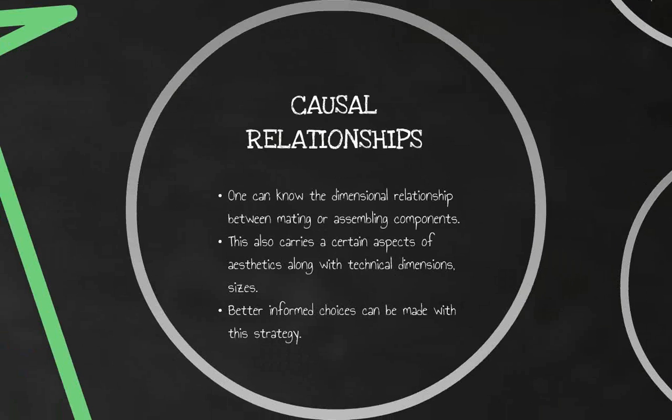Causal relationship is another technique for finding the right exploration. One needs to know the dimensional relationship between mating and assembling parts. Just like in the case of our pick and place robot, one needs to have the causal relationship between the size of the chassis and the size of the wheels, or the size of the motors, or the size of the robotic arm. Will it go beyond the center of gravity of the whole structure, or will the robot topple off?